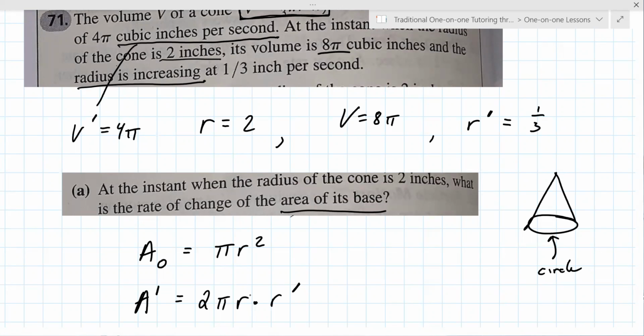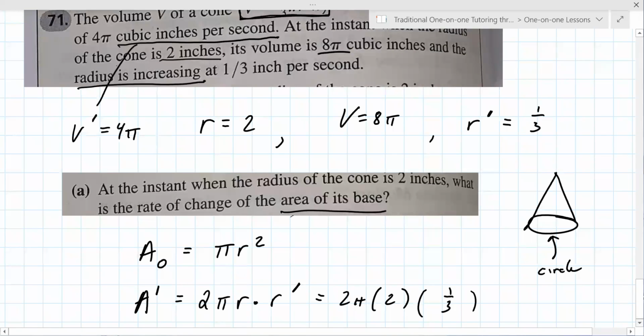All right. So then, what are we trying to find? We're trying to find the rate of change of the area of its space. We're trying to find A prime. So do we know any of these quantities? Do we know R? Yes, it's 2. Do we know R prime? Yes, it's 1/3.